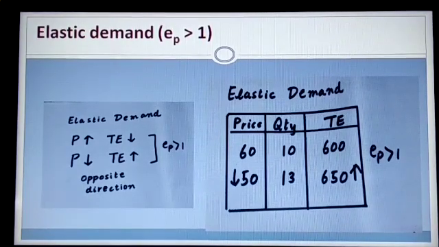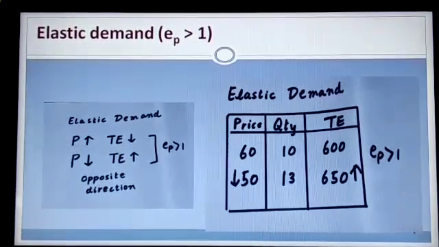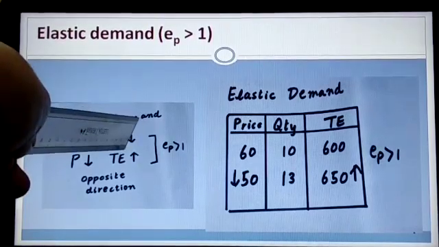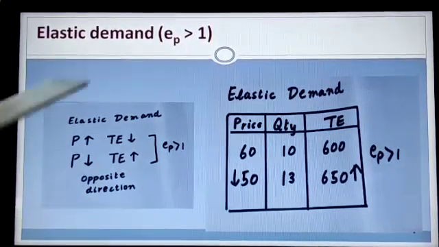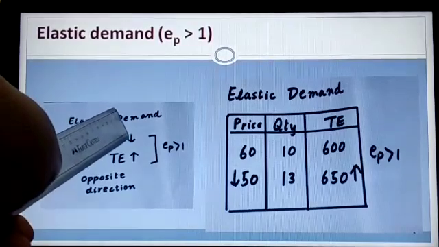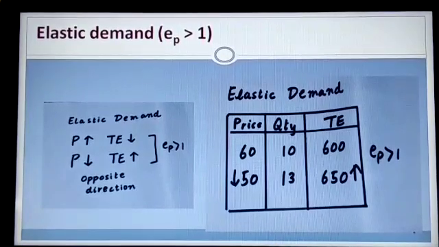Now, we will see the conditions when there will be elastic demand in case of the total expenditure method. You can see here I have made a table. The definition of elastic demand says, when price increases, total expenditure falls, and when price falls, total expenditure increases. It means it's elastic demand, or EP is greater than 1. The price and total expenditure move in opposite direction.